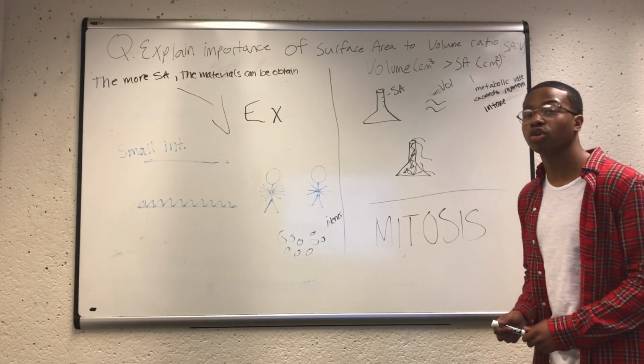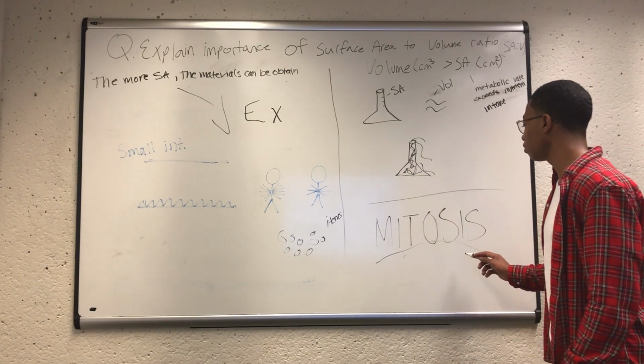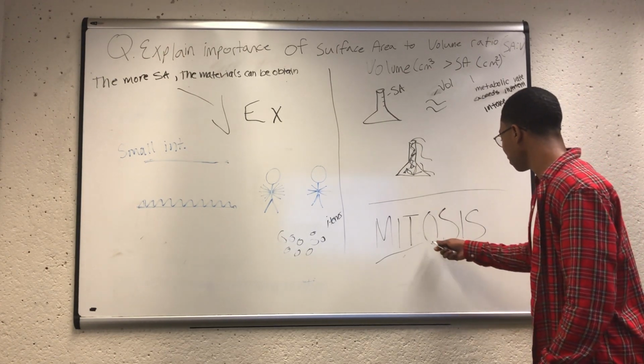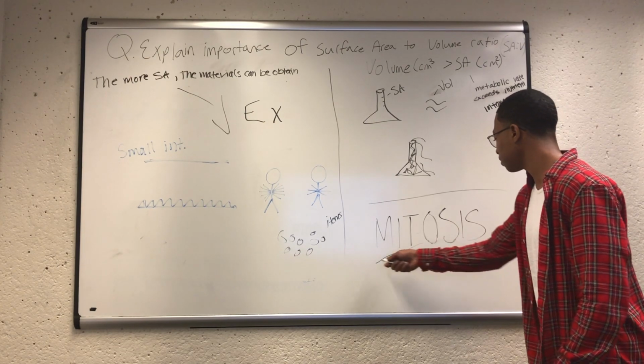So the main thing cells go through is mitosis. That was a bad underline. Hold on. Boom.